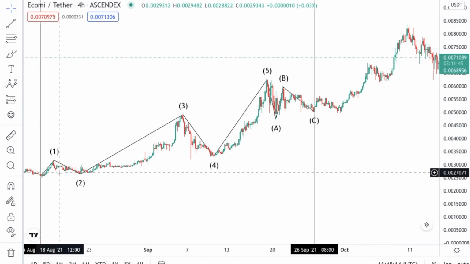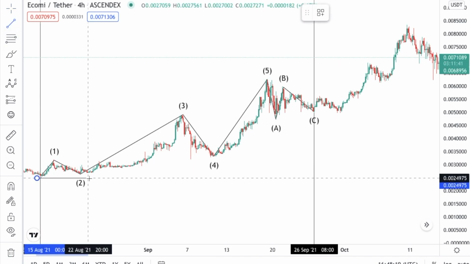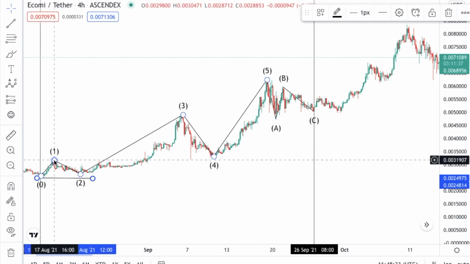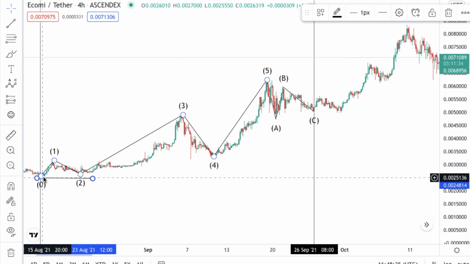Okay, when we look at this move right here, we're going to look at the first criteria. Okay, so let me get this line right here. So the criteria is going to be very simple. You see how leg 1 goes up? Leg 2 cannot pass leg 1. Yes, it could touch the same zone. That's totally fine, but it cannot go lower. If it goes lower, this whole wave sequence is absolutely wrong.